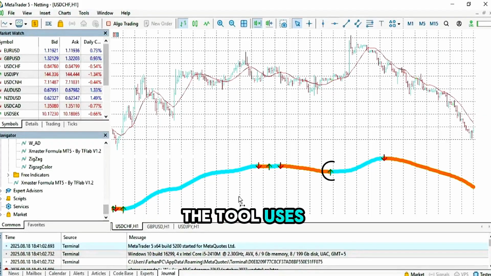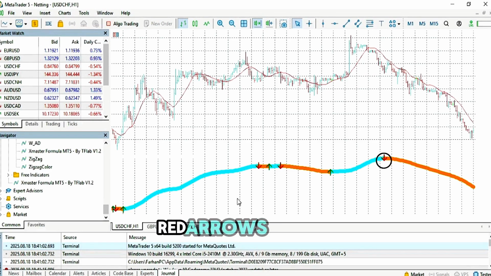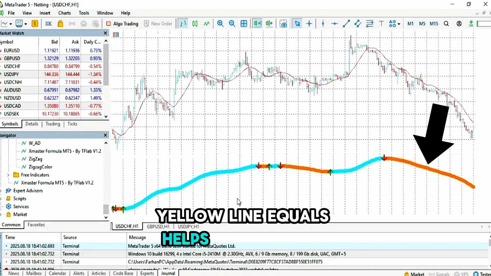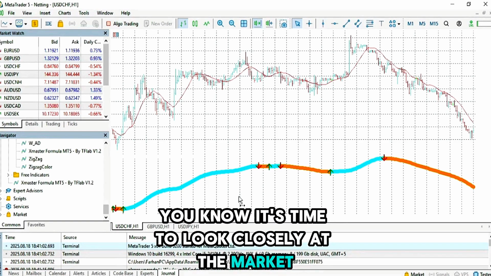How to read the signals. The tool uses colors to make things clear. Green arrows equals good time to buy. Red arrows equals good time to sell. Yellow line equals helps you follow the trend. When you see these signals, you know it's time to look closely at the market.